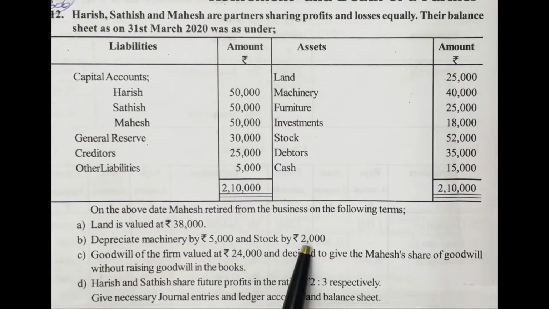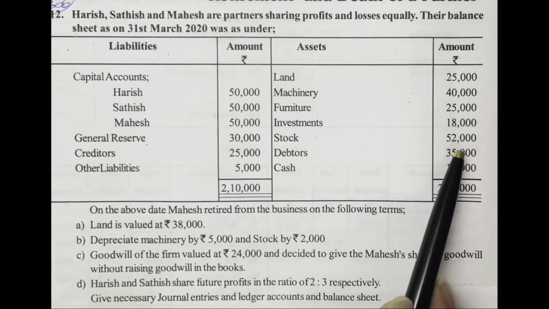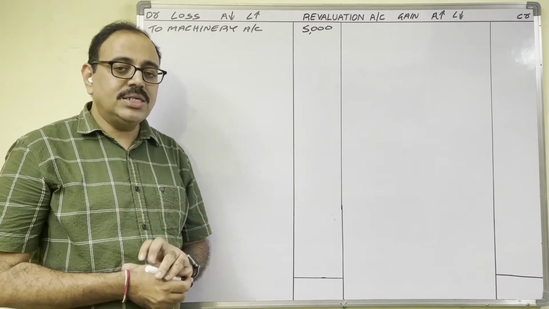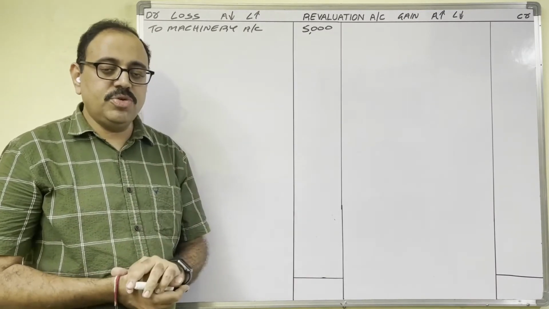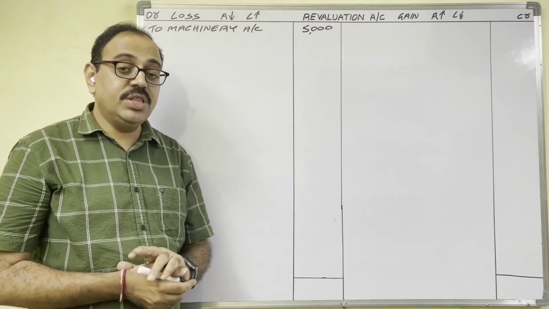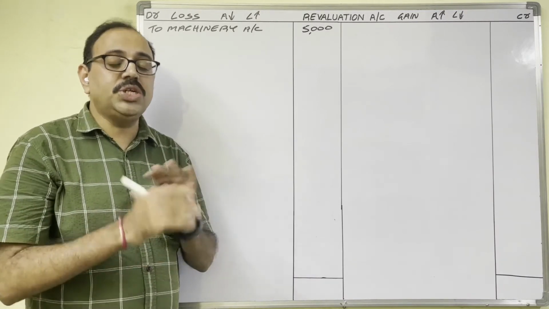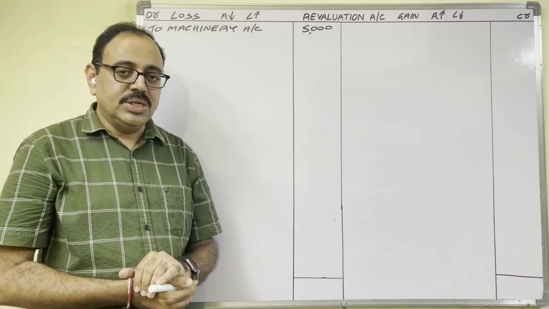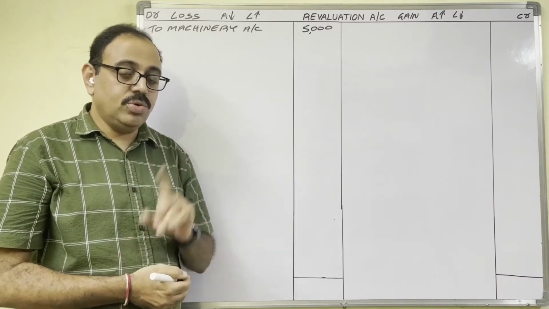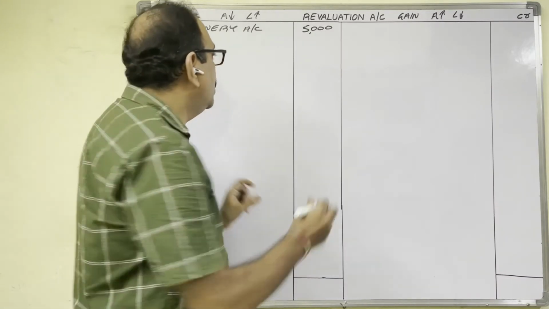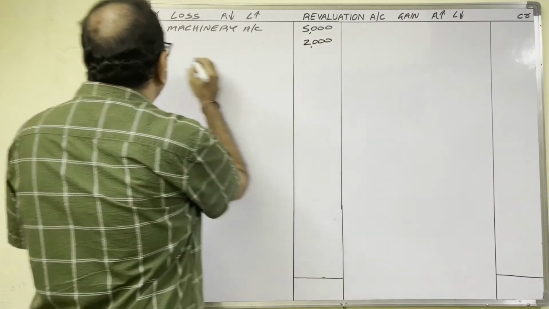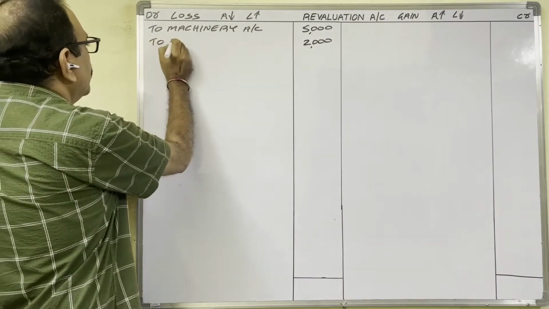Stock by 2,000. In the old balance sheet, the stock value is 52,000 rupees. Stock is also the same: in the old balance sheet, the cost price is 52,000 rupees. In the adjustments, he is giving that the market price is reduced by 2,000, which means the market price is 50,000 rupees. Stock is reduced by 2,000. That 2,000 is a loss, and we should show it on the debit side: 2,000 rupees to stock account.